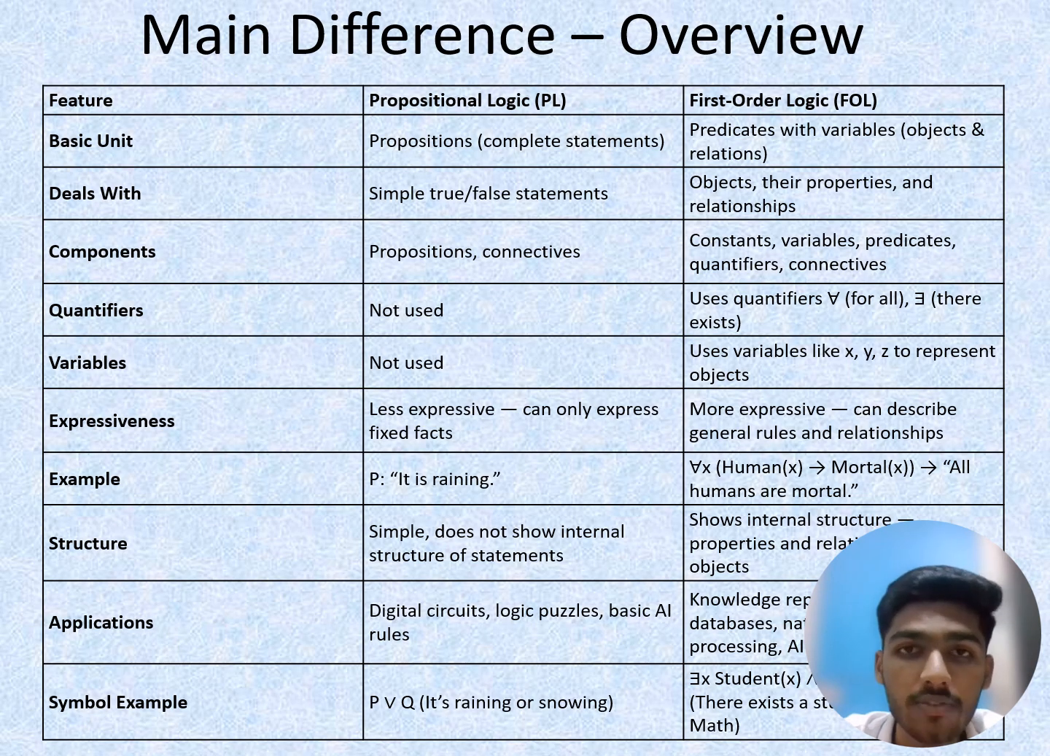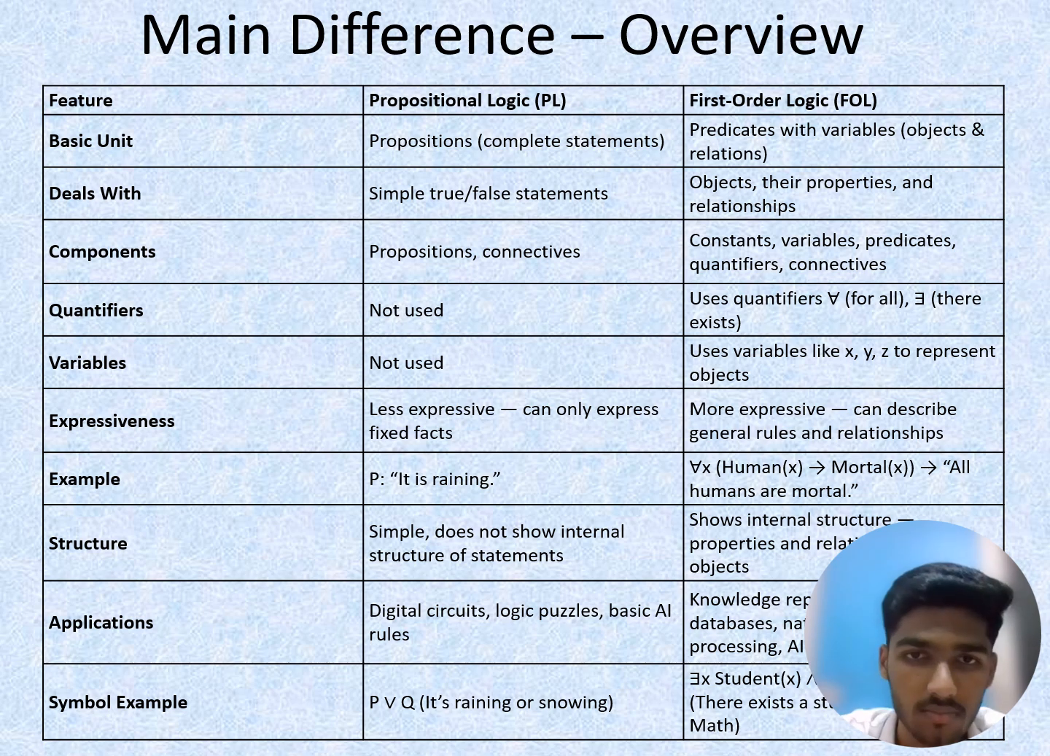Let's see the main difference overview. This table is the perfect summary of everything we have discussed. I won't read every row, but let's hit the highlights. Basic unit. Propositional logic's unit is the proposition, a whole statement. FOL's unit is the predicate, a relation about objects. Quantifiers. Propositional logic has none. FOL uses for all and there exists. Expressiveness. This is the key. Propositional logic is less expressive. FOL is more expressive and can describe general rules and relationships.